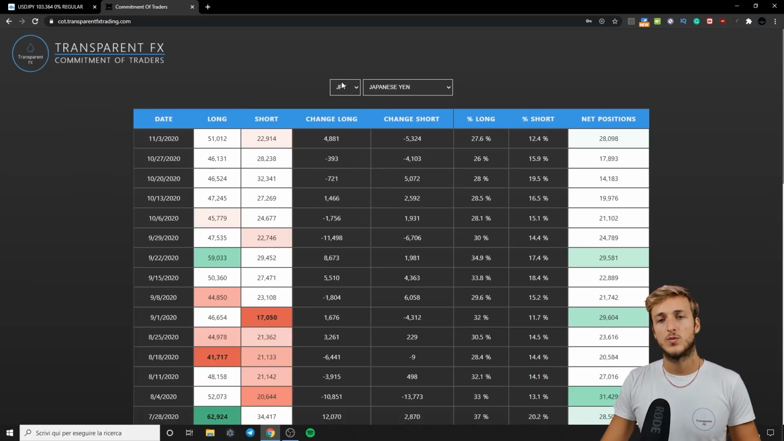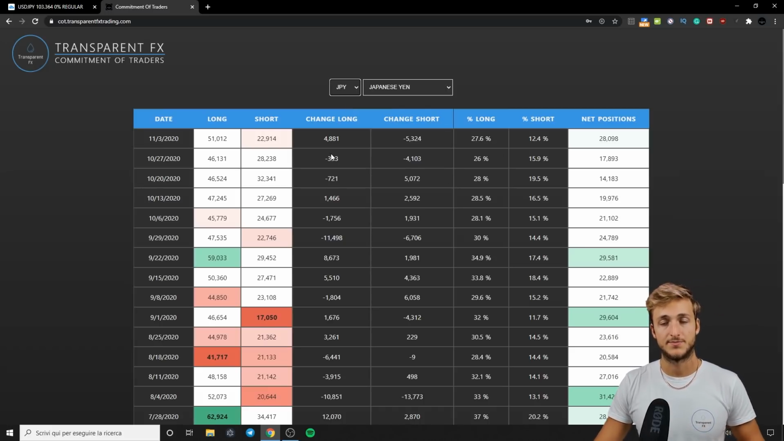Now, if we go and see what we have from a JPY perspective, so what hedge funds are doing on the JPY, what we're actually checking is not the JPY. What we're actually checking is JPY USD. The reason for which we are checking JPY USD is that all currencies on the spot are traded against the USD. So if you check the data for the JPY, what you are really checking is JPY USD. But if you want to check USDJPY, what you have to do is reverse everything that you see here on this data.